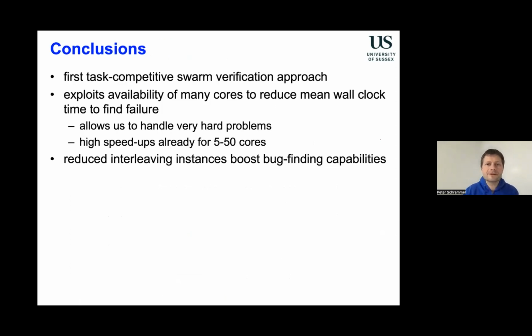Good. So what I showed you is a strategy, an approach to parallelizing the bug finding in concurrent programs. And so we can exploit the availability of many cores to solve tasks independently. This allows us to handle these extremely hard verification problems. It was also surprising to us that the number of cores that you need to find the bug with relatively high probability is relatively small.